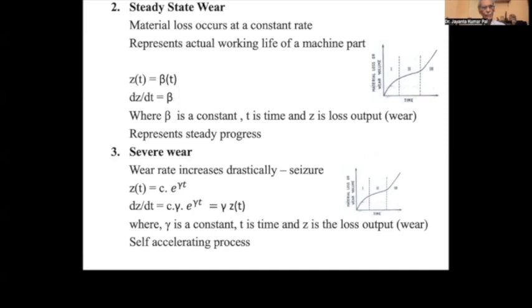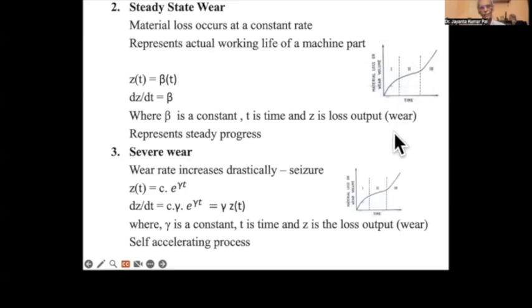So if we differentiate this, then we get dz by dt as beta. Beta is a constant. So this means that here the wear takes place in a very steady manner, and this is usually known as the useful life of the component. So the time between the running in and the accelerated or severe wear is the useful life of the component.